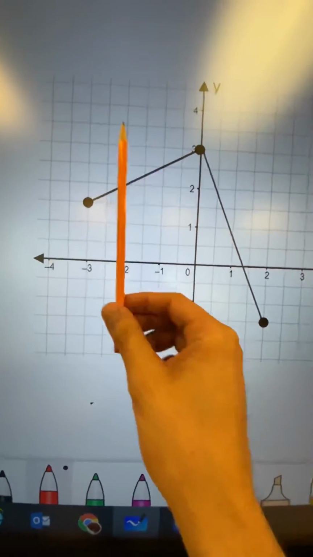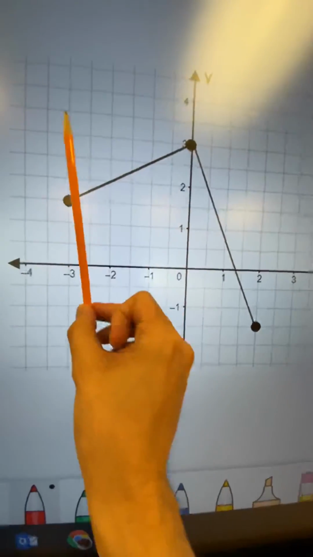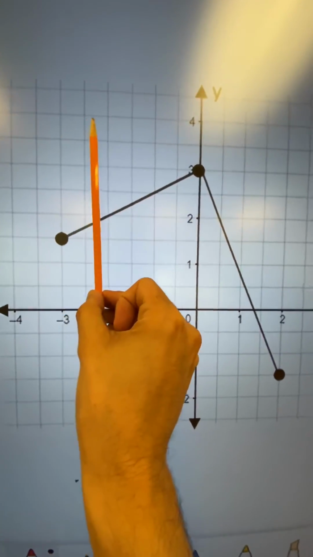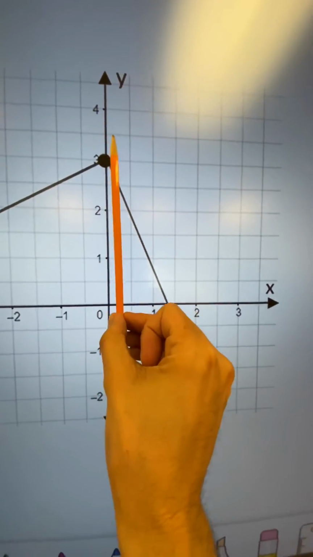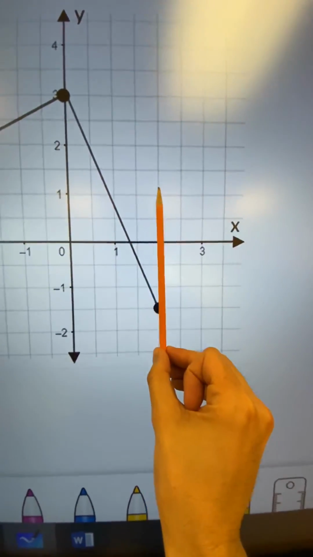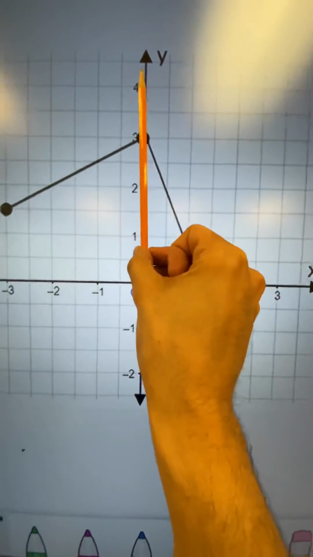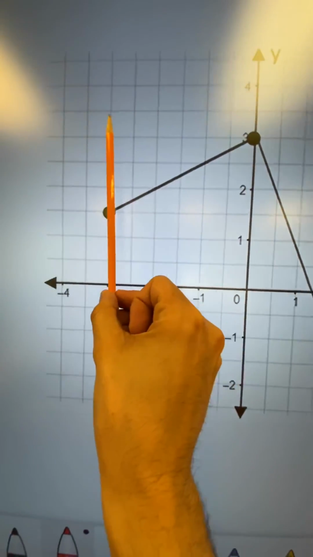I'm going to use this pencil here for a vertical line test. So you could just imagine passing it all the way across your function, checking if it intersects more than once at any point. And you'll see that it never touches more than once. This is the vertical line test.